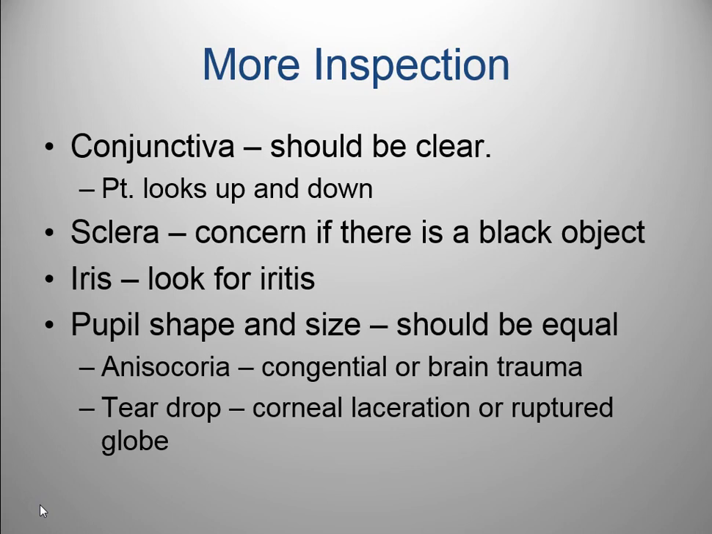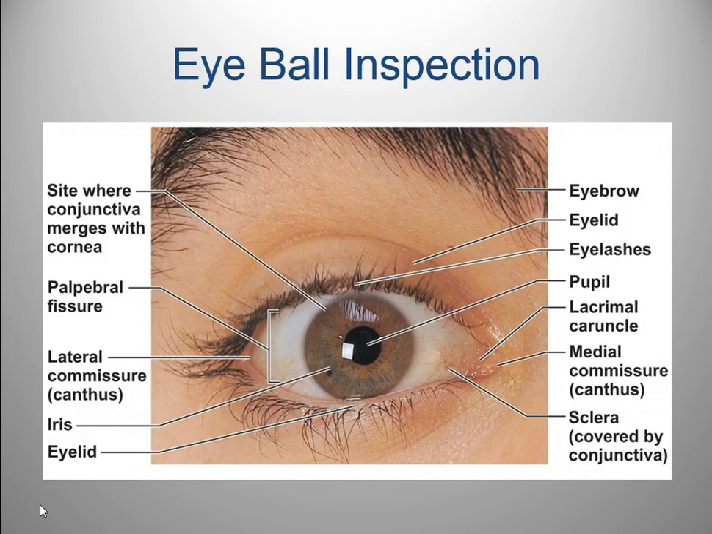And there's some very graphic pictures coming up. This is not a graphic picture. This is just a picture of your eye. You can see where the conjunctiva is, the iris, the eyelid. And here you can see the sclera. So you can see all the different parts of the eye.